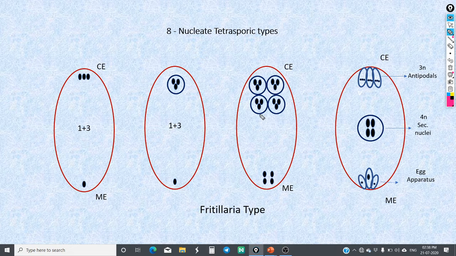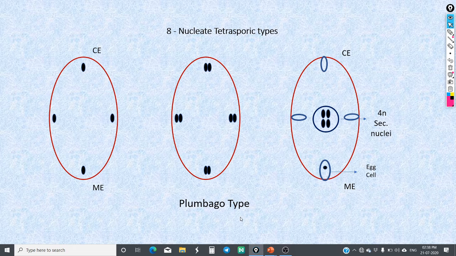So this is the 8 nucleate tetrasporic type in Fritillaria. The next one is the 8 nucleate tetrasporic type in Plumbago. Plumbago shows a 1 plus 1 plus 1 plus 1 condition, and here the nuclei which are present at the four ends undergo one mitotic division, resulting in the formation of 8 nuclei. You can see 8 nuclei; only one mitotic division it underwent, and 8 nuclei are formed.